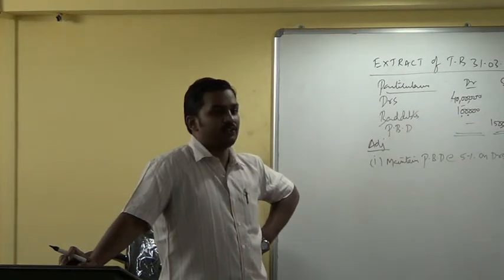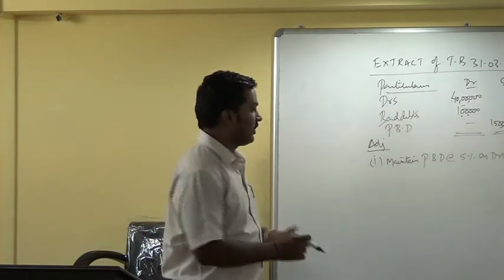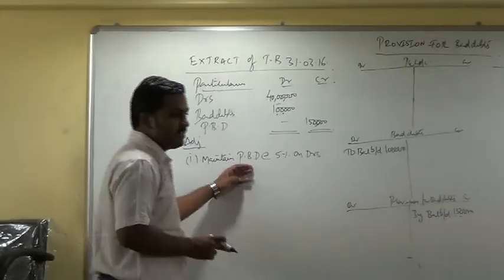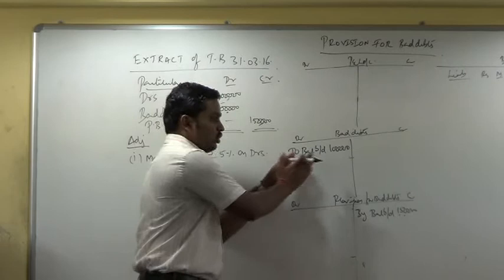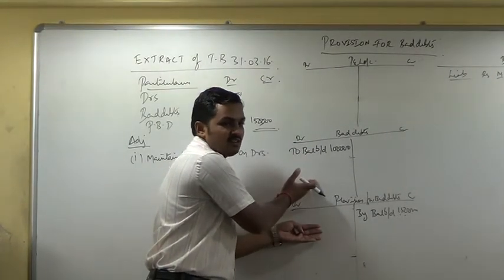Adjustments. Maintain provision for bad debts at the rate of 5% on debtors. Now what will you do? Before you maintain provision for bad debts, what should you do? Show the loss in the special graveyard. This graveyard is done for this dead body, no?